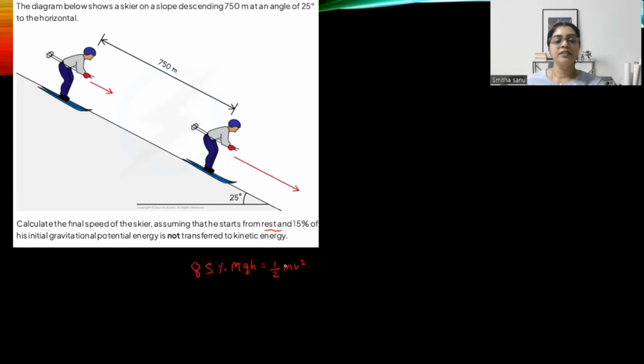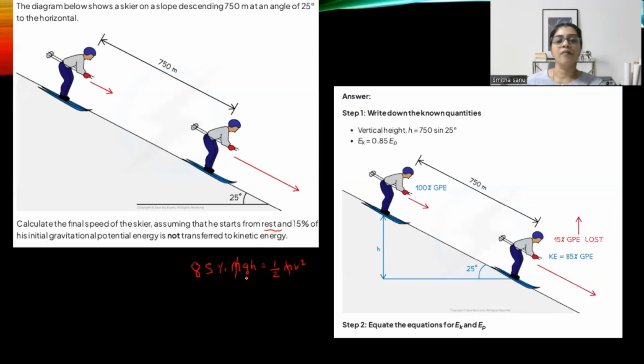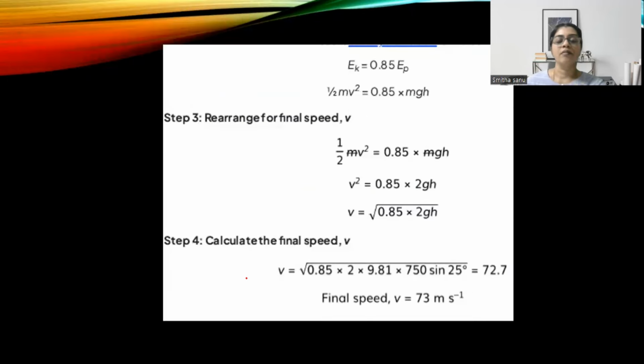They want the final speed of the skier. So very clearly I can cancel M because that is not required. It's there on both the sides. So G is 10, height is 750, 85% is 0.85 times GH. Get the 2 on the other side and take a square root, you get the answer for velocity, which should come to 73 meters per second.